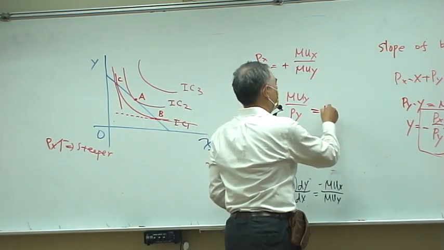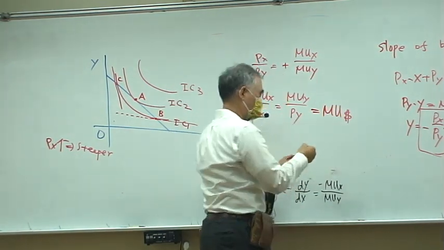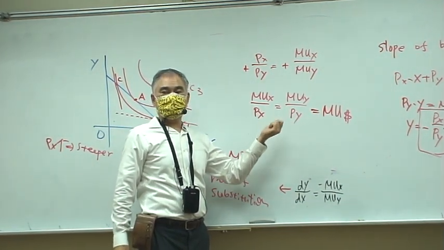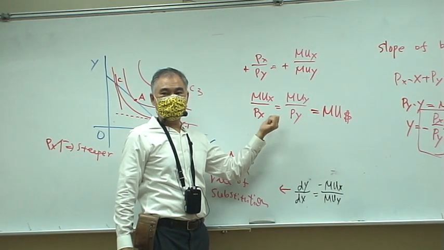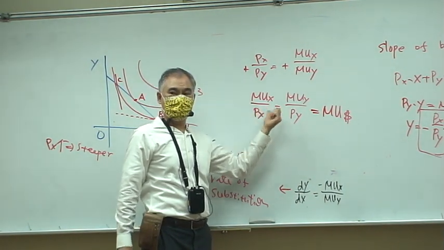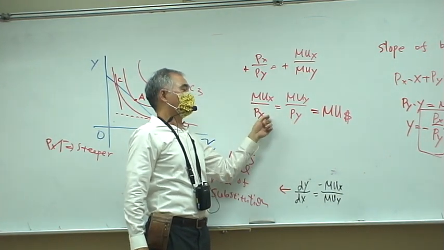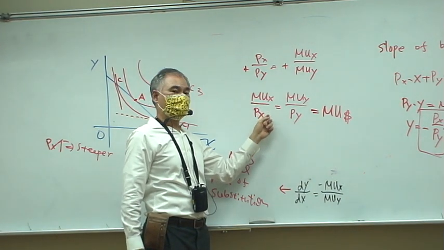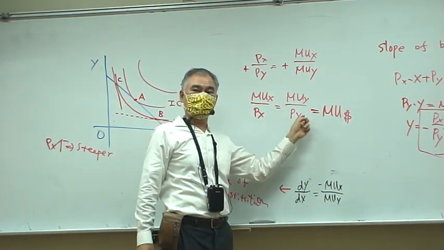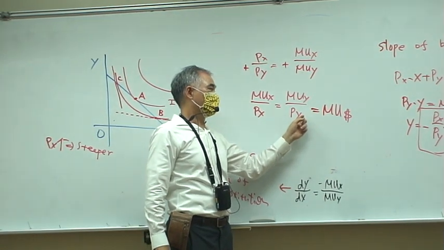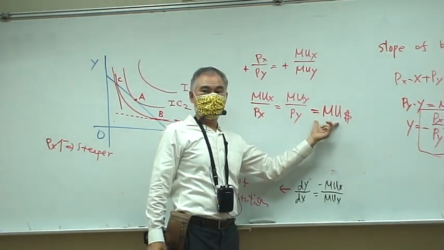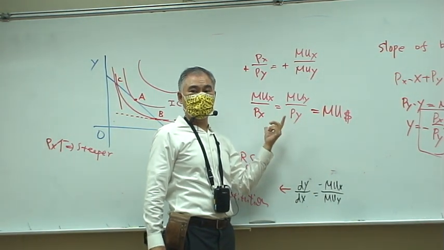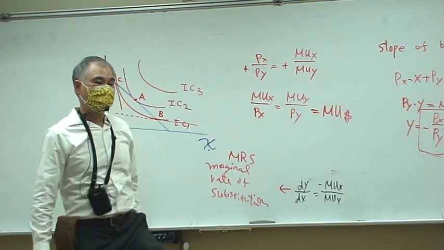So what you get is the marginal utility per dollar. When a consumer gets per dollar marginal utility across X and Y equal, this is the per dollar marginal utility derived from X, and here is the per dollar marginal utility derived from Y. If they are the same, it means they hold equal satisfaction to you, and so at this point, you won't change, okay?